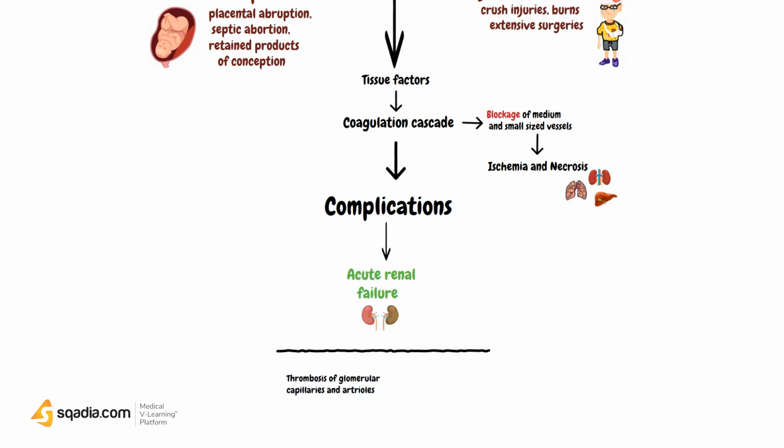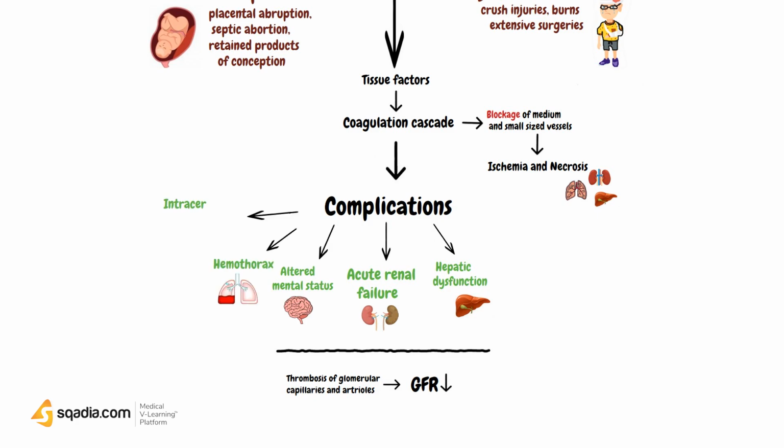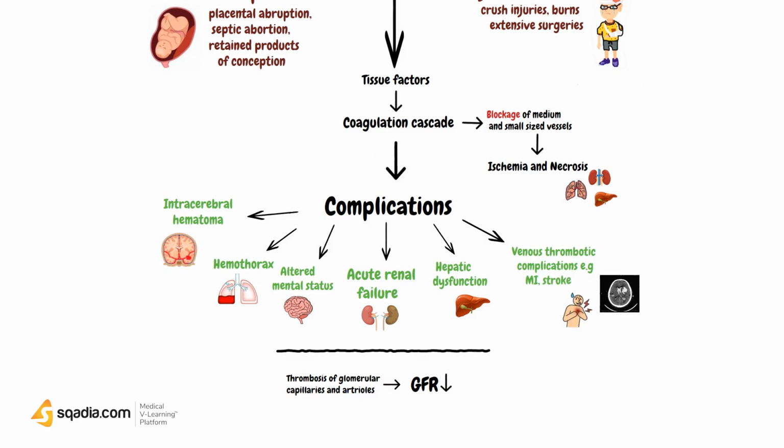Thrombosis of glomerular capillaries and arterioles reduces the GFR, leading to renal failure. Other complications include altered mental status, hepatic dysfunction, hemothorax, intracerebral hematoma, and venous thrombotic complications including MI and stroke.